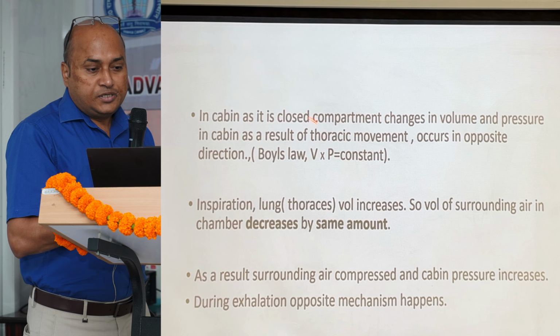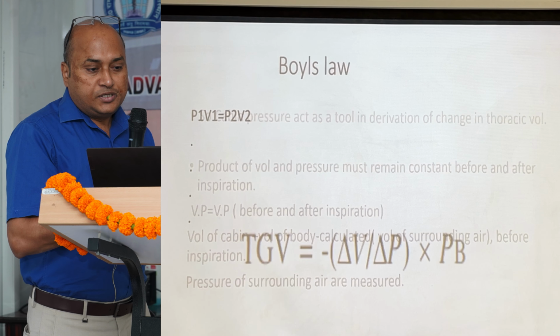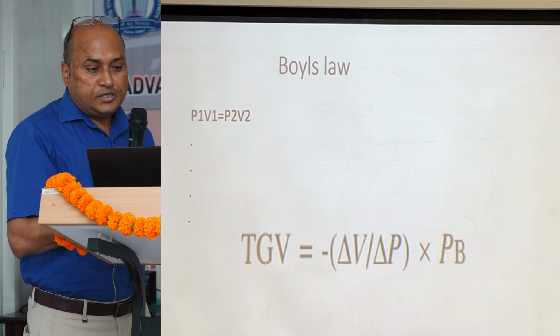The cabin is an airtight closed compartment. Any change in the volume follows P1 V1 equals P2 V2, and with all these measures and parameters, with a lot of physical and mathematical calculation, the thoracic volume is the final result. As a final result we get the thoracic volume, which is not seen by spirometry. These are calculated by this machine.